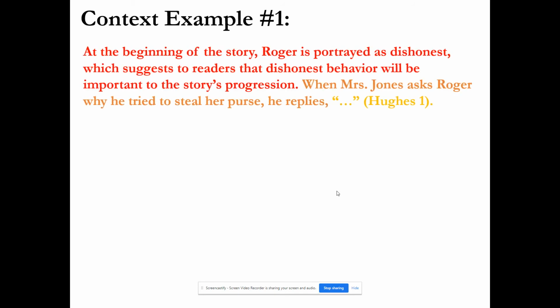So, example of context. Here's how it looks. This example is actually about a different story, "Thank You, Ma'am" by Langston Hughes. Easy to find if you haven't read it on the internet, but you don't really need to read it to understand how this example works.